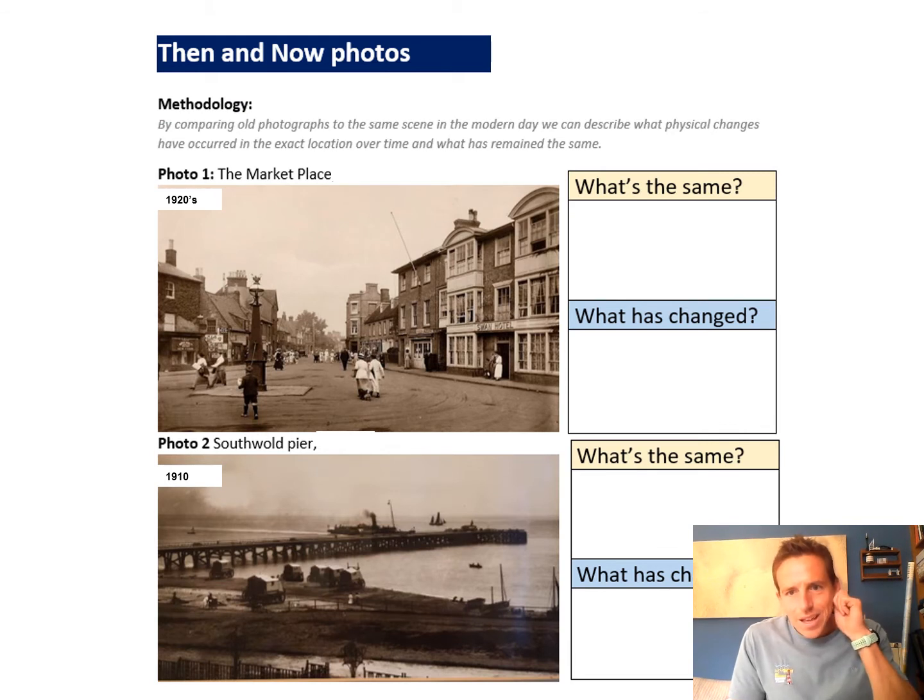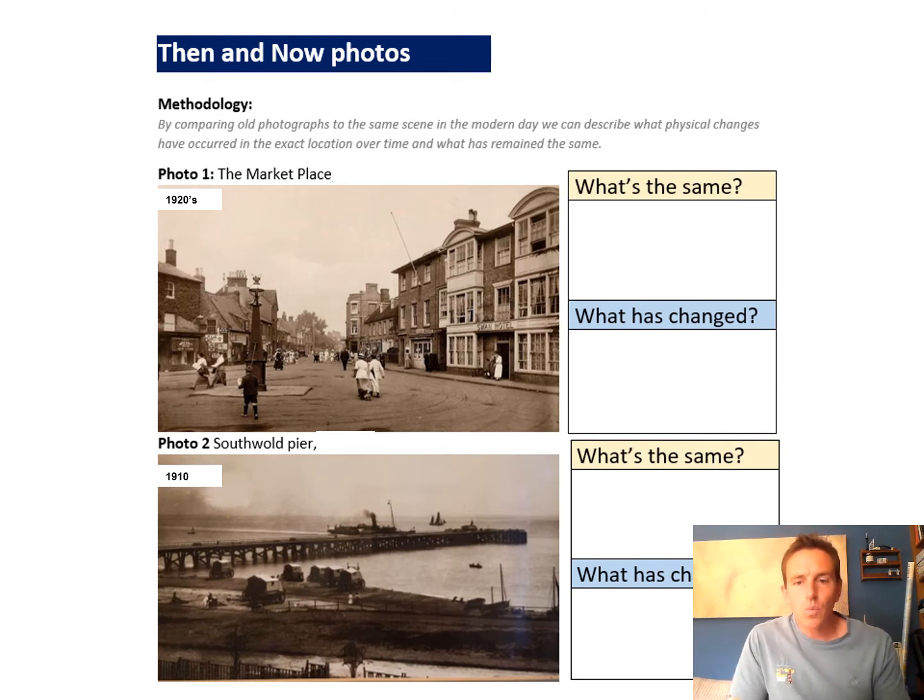This one is a really easy, nice thing to do. Then and now photos. I think it's the second on the list, photographs and field sketches. And using photographs and field sketches is a great way of looking at change over time and how things have perhaps changed, how identities might have changed.